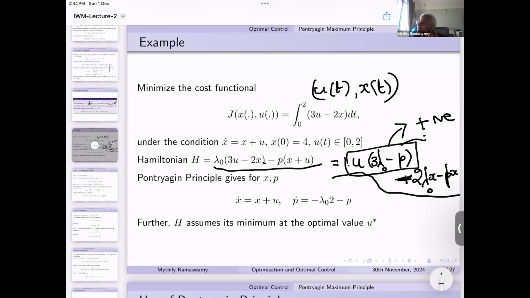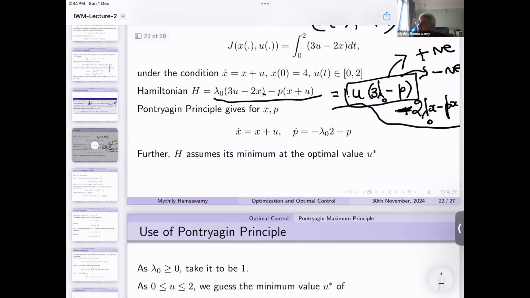Similarly, if this is negative, then the minimum value will be attained if I keep u at the highest value, because then it will be the lowest negative value. So u can take the value 2. This is the way we can argue.